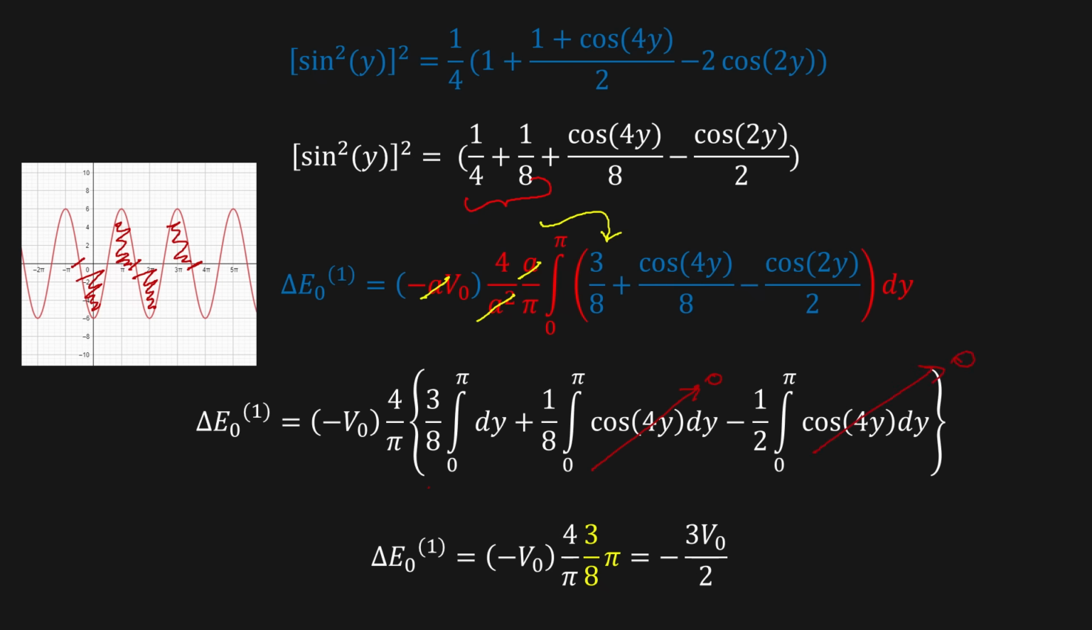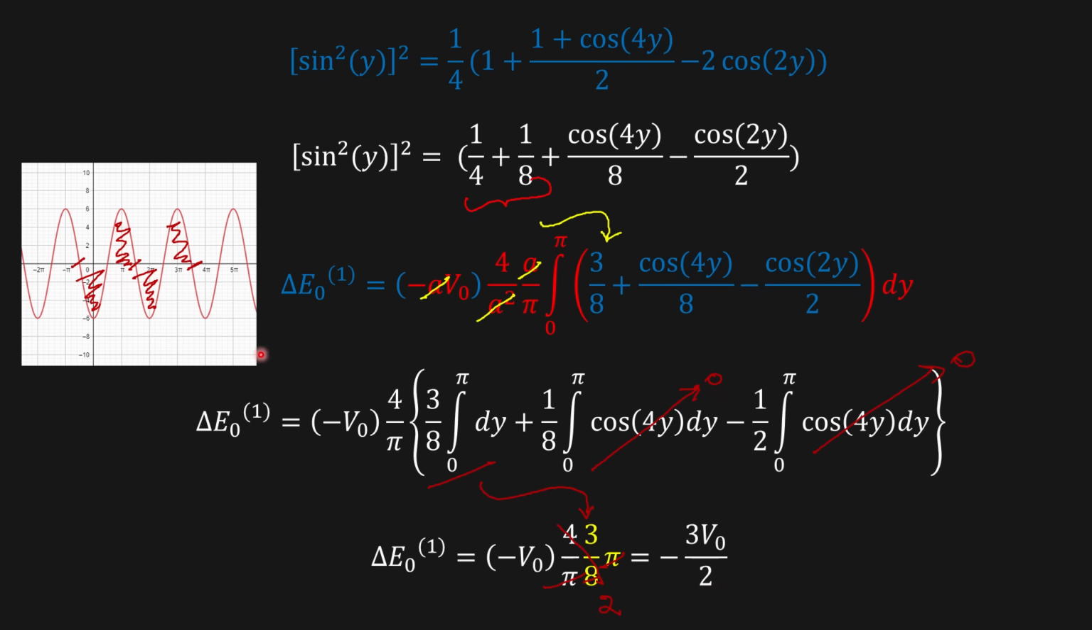Only the non-zero integral is this one. So if you integrate dy, you will get y. If you apply the limit, you will get pi. So the value of this integral is 3 over 8 pi. Now we can cancel this 4 with this 8, which will become 2, and pi with this pi. So in the numerator you have minus 3 V naught, in the denominator you have 2. So the first order energy correction is minus 3 V naught over 2.